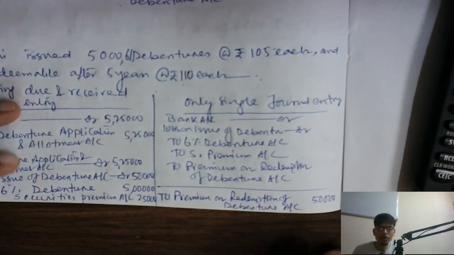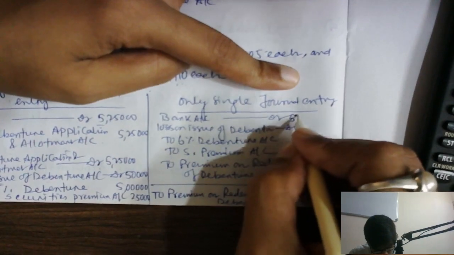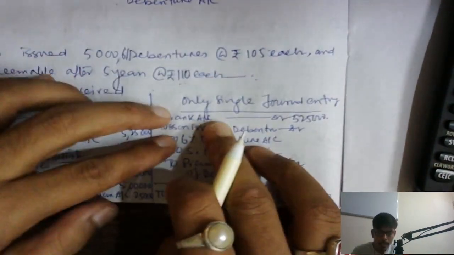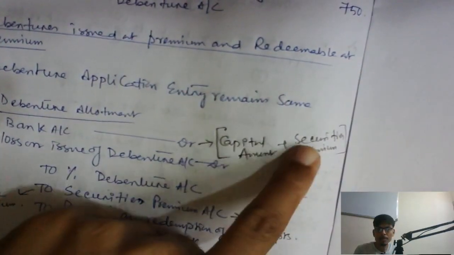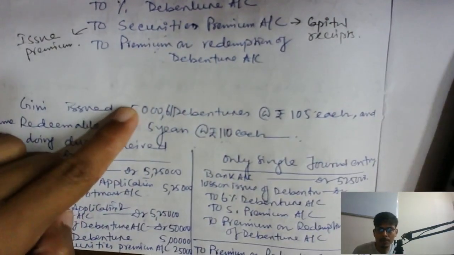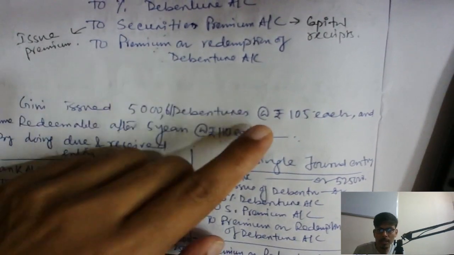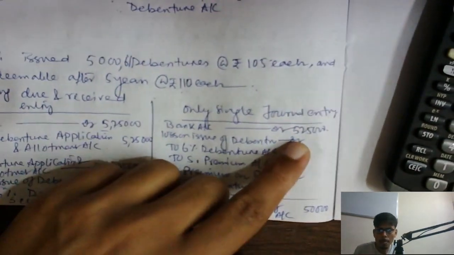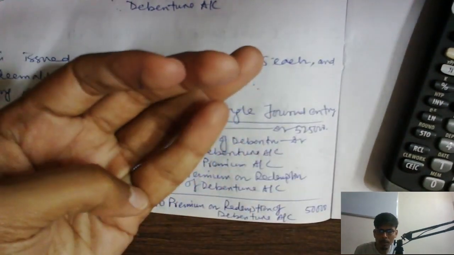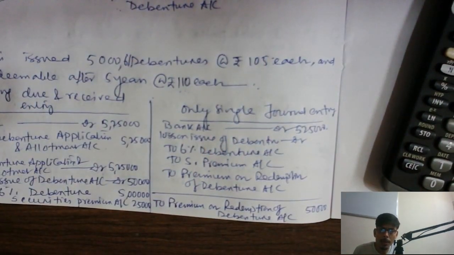Okay, redemption of debenture. So how much is it, sir? 5,25,000. I told you this includes capital plus premium. See here, capital plus premium. Capital is how much? Capital is 5,000 into 100, because the face value is 100 and 5 rupees is the premium. So here 5,25,000 means the capital amount is 5 lakh and 25,000 is your premium amount.